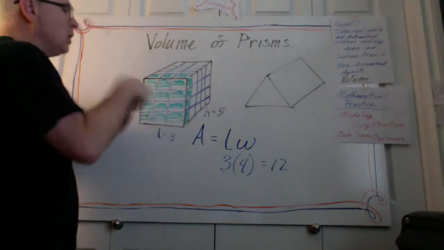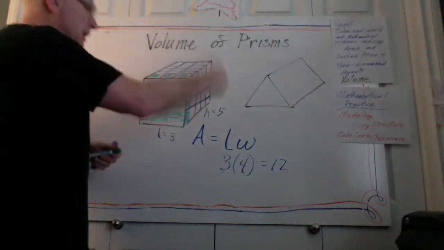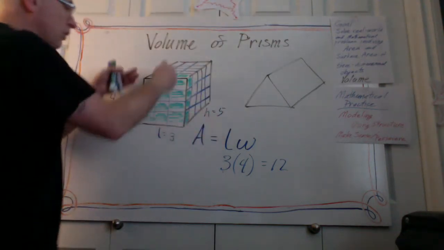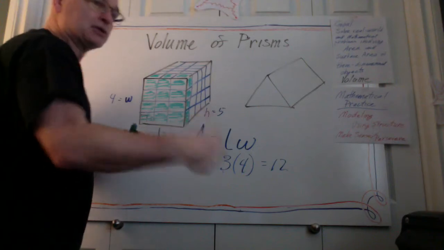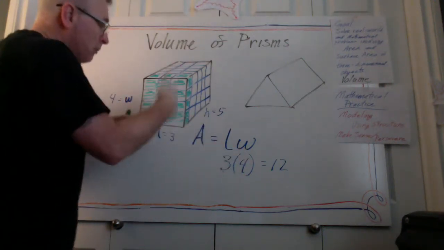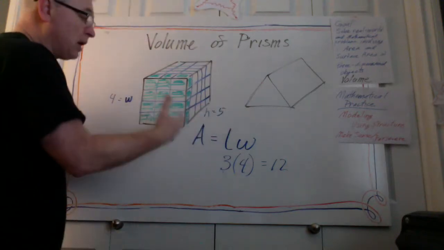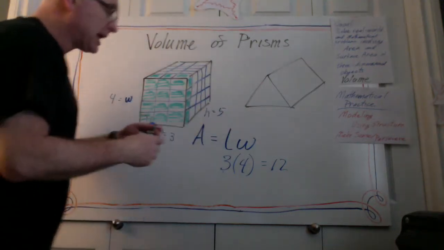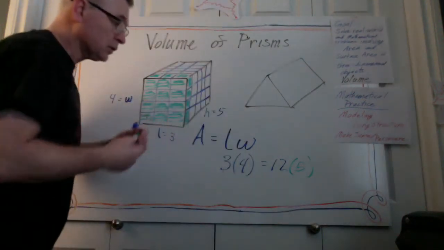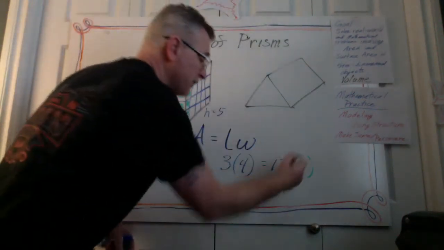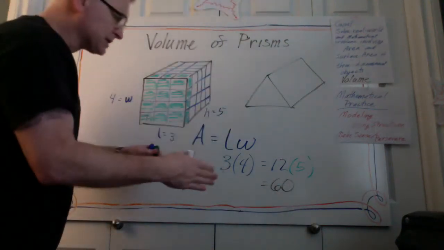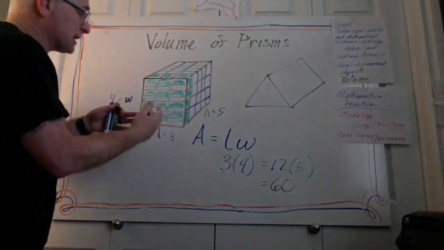Well, it would be 12 plus 12 plus 12 plus 12 plus 12, which would be 5 12s. And if I repeatedly added 12, that is what multiplication is. So there's 12 and there's 5 of them. All I really have to do is multiply this by 5, which, 12 times 5 is 60. There are 60 blocks in this thing.